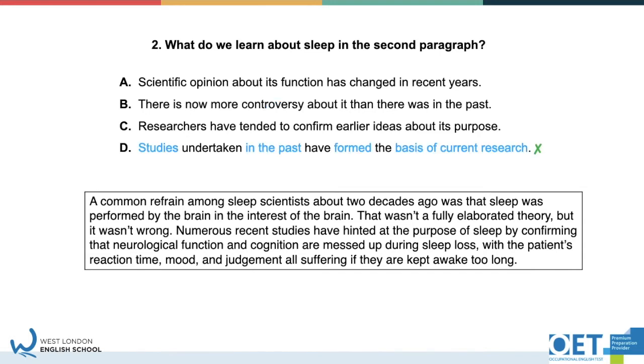And D, studies in the past formed the basis of current research. Well, you might want to go for this answer. There's a lot of stuff here that's going to make you think that this is the answer. But if we really focus on the wording of D, formed the basis, this means that the past research was the beginning of the research of what's being researched now. And that isn't mentioned at all. It does talk about the past and it does talk about now, but it doesn't actually show a relationship or any kind of connection between the two. So this is why it does need to be C. C is more of a correct answer than D.